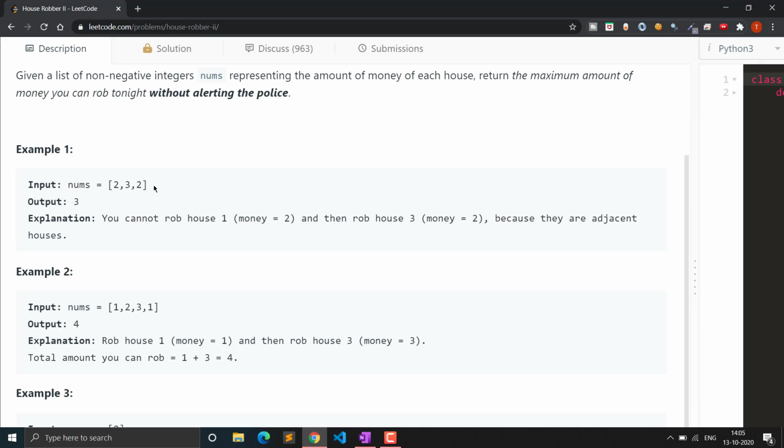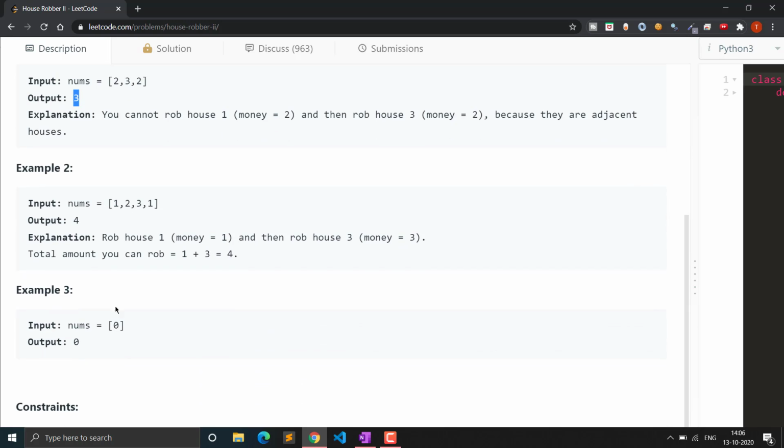So that means we cannot rob the first and last index together. Either we rob this 2 and end up with a profit of 2, or we rob this 3. The 3 will give the maximum profit rather than robbing the starting index 2 or the last index 2. So the maximum profit will be 3.